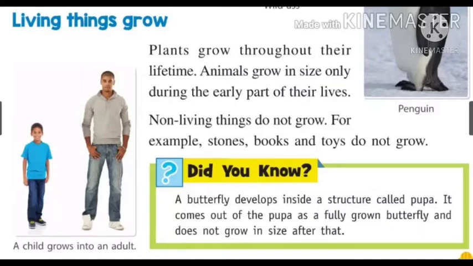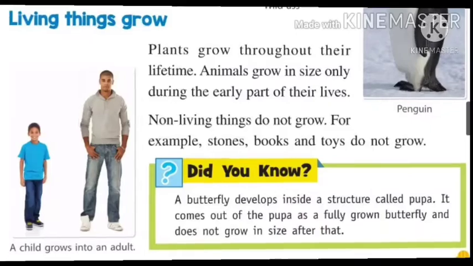Did you know a butterfly develops inside a structure called pupa? It comes out of the pupa as a fully grown butterfly and does not grow in size after that. So, did you know the thing? So this is the butterfly. So the butterfly, where do they develop? They develop inside a structure. The name of the structure is pupa. Once they come out from pupa, they do not grow in size.